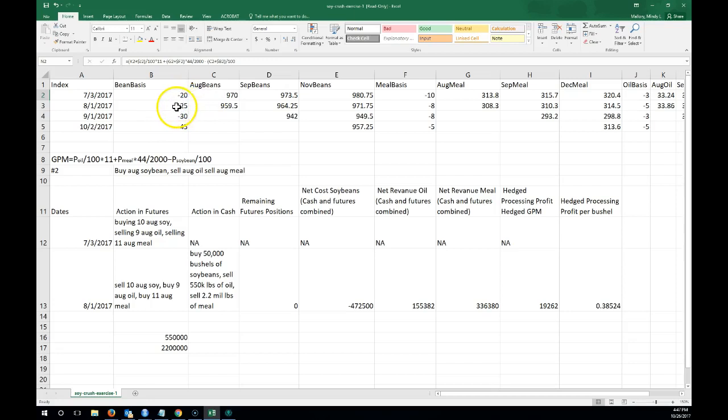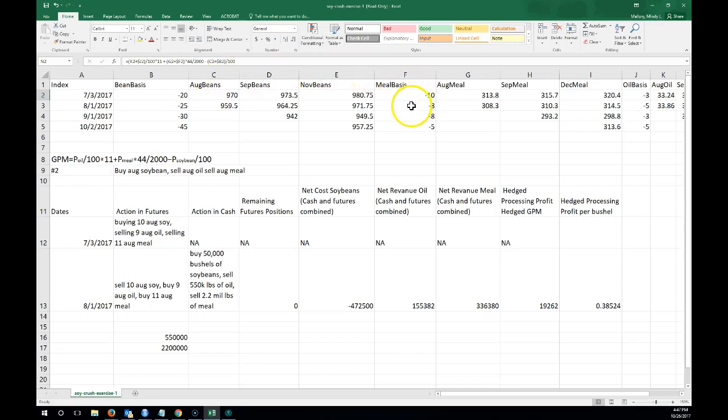But this change in the basis will definitely affect their profitability. And since they're buying beans, they're going to be buying at a lower price because they were 20 under and now they're 25 under. So this should have been helping their profit margin, not hurting.